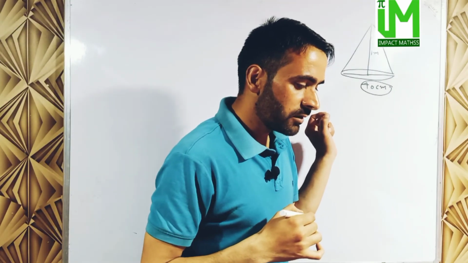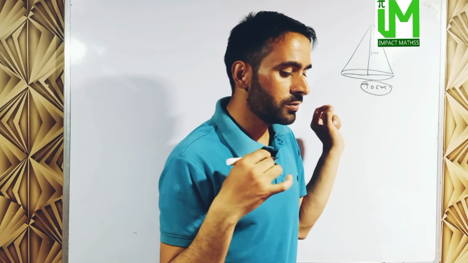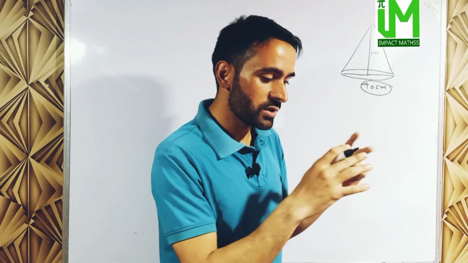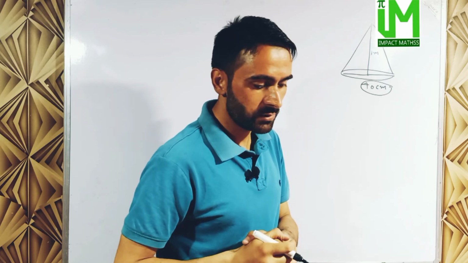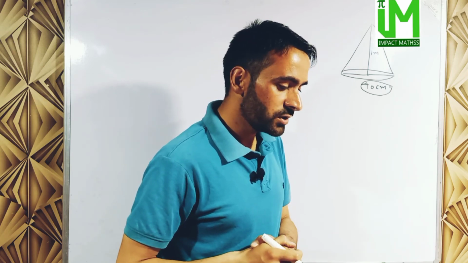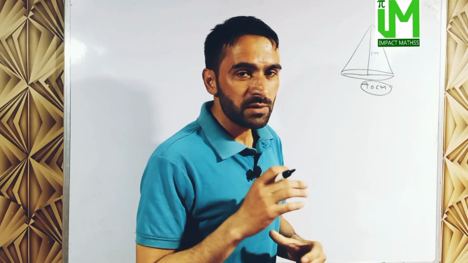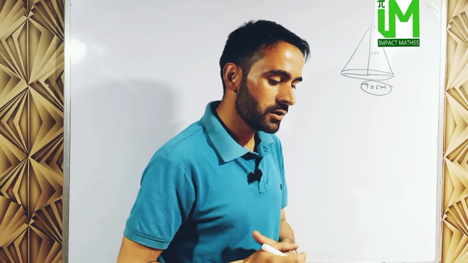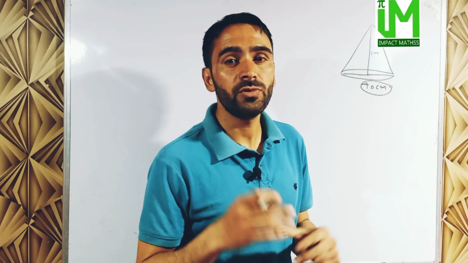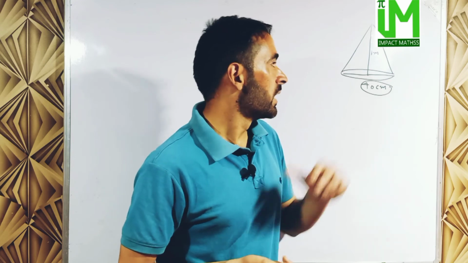If the outer side of each of the cones is to be painted, that will be the slant height, that is the curved surface area to be painted, and the cost of painting is rupees 12 per meter square. 1 meter square costs 12 rupees. What will be the cost of painting all these cones?